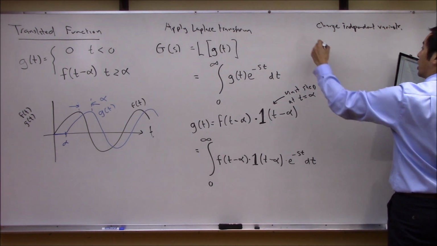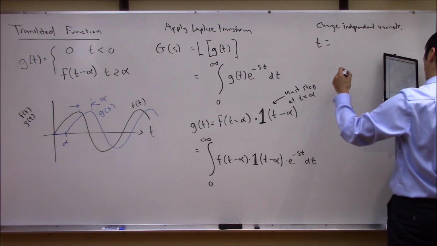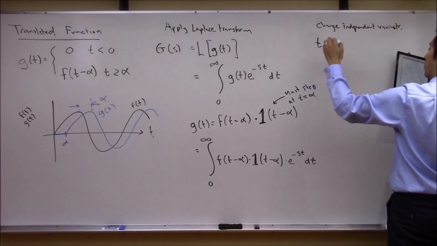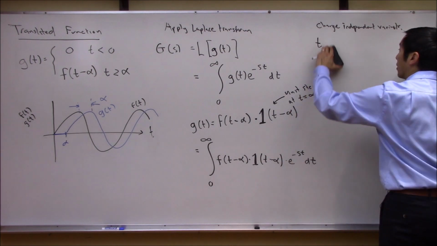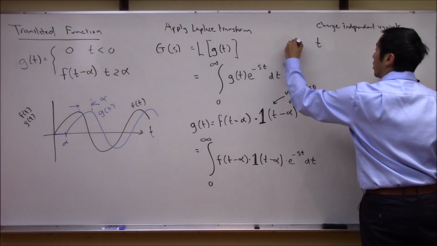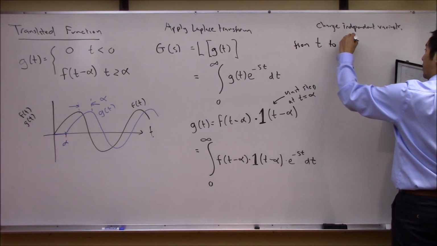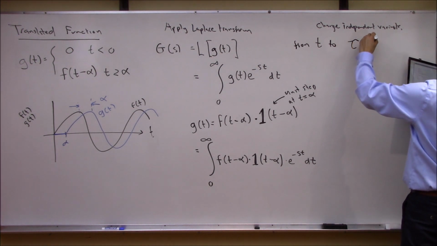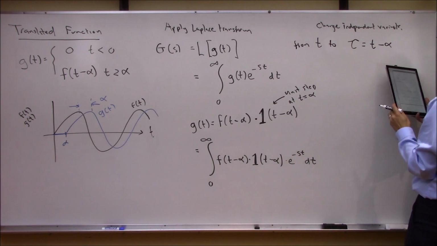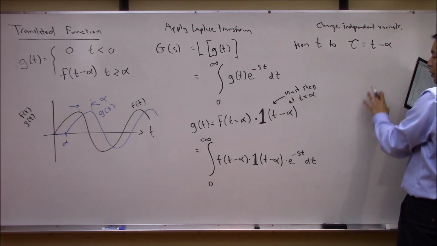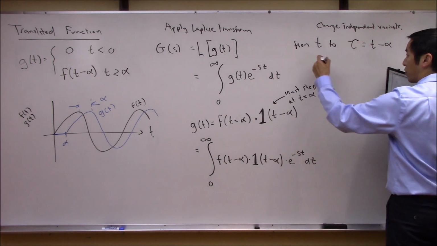Okay, so I want to change it from t to tau. I want our independent variable to now be tau, and that's going to be related to t through basically t minus alpha. So what we're going to do is change the limits of integration. Let's take a look at that here.